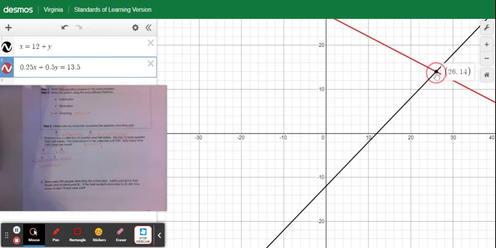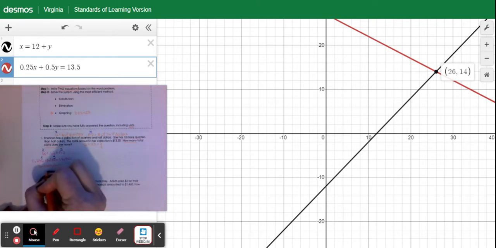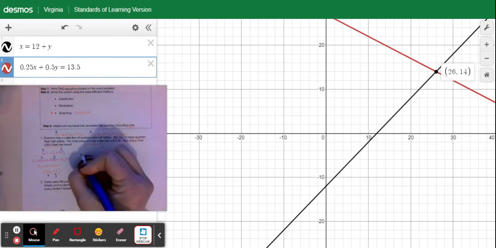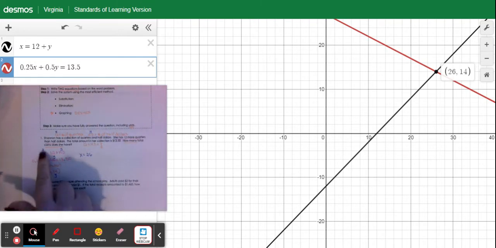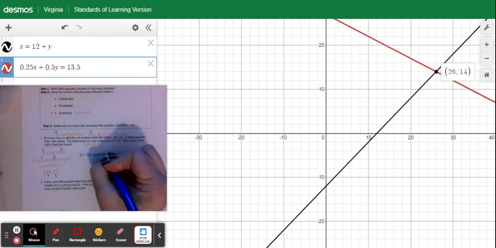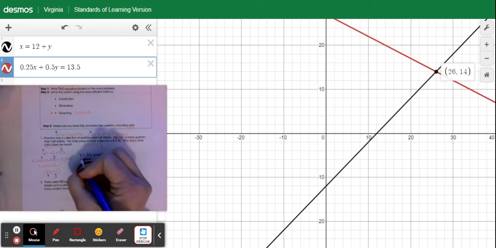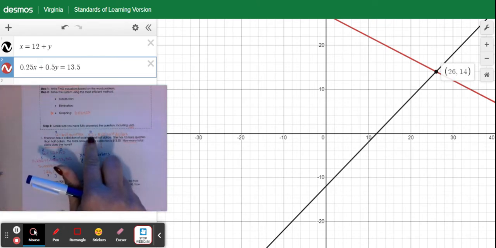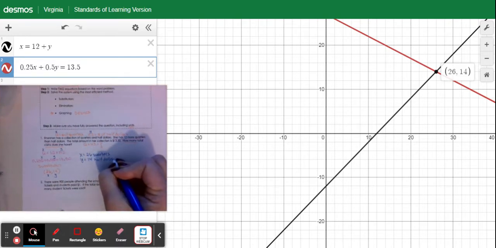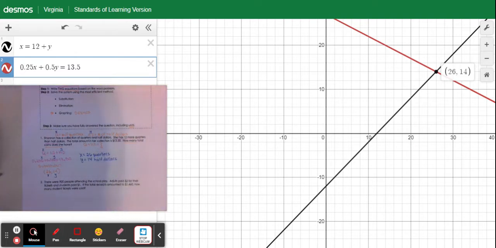Oh, there's my intersection. Okay, so the solution to these two equations is this point, (26, 14). And remember that the 26 is a value of x and the 14 is a value of y. So x equals 26. I know x is my q, which is the number of quarters. So there are 26 quarters. Y equals 14, and y is HD, which is half dollars.